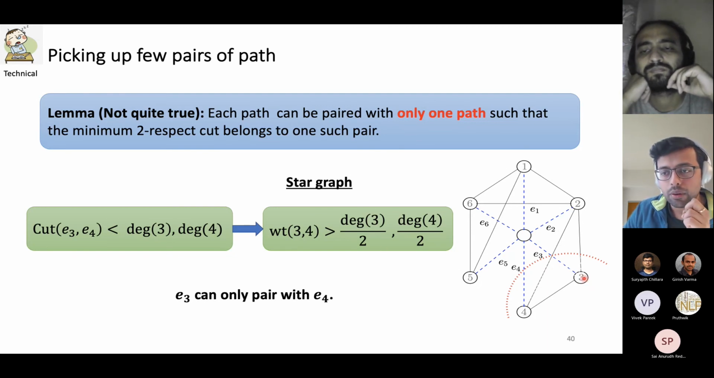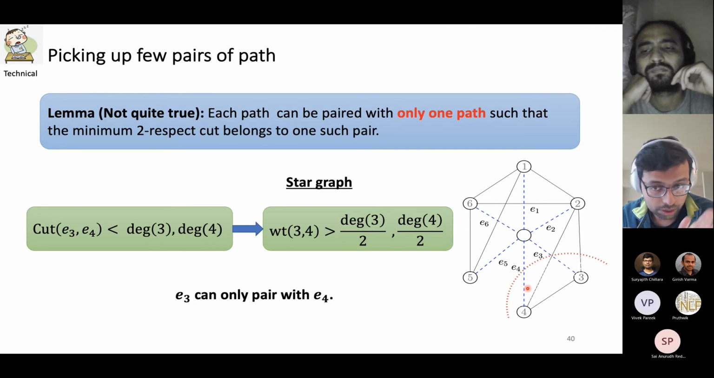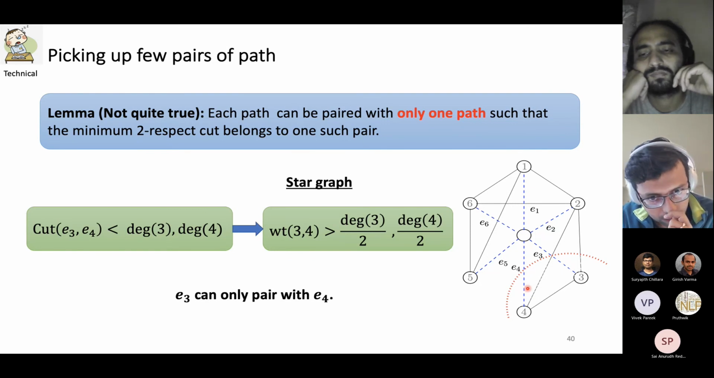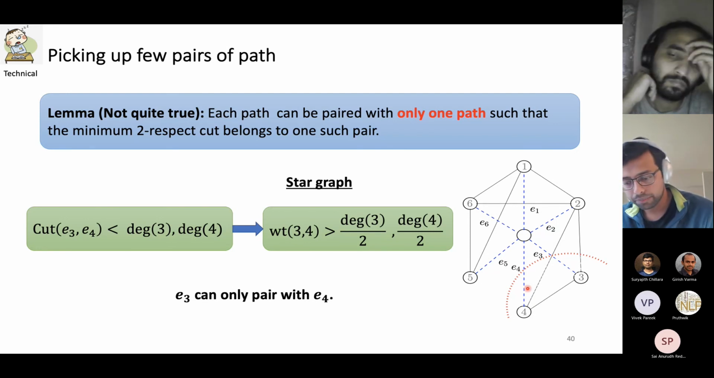So E3 can only pair up with 4 over here. What I'm trying to say is that because we have this star structure, every edge, which is also a path of the tree, can only pair up with at most one other edge. So these pairings are very structured, let's put it this way.